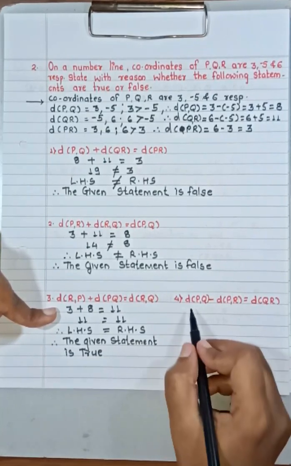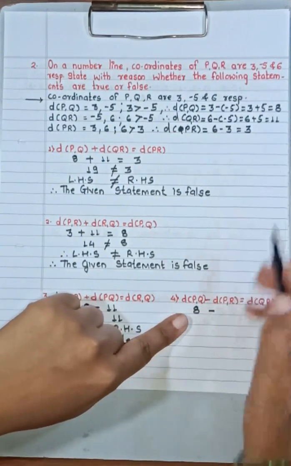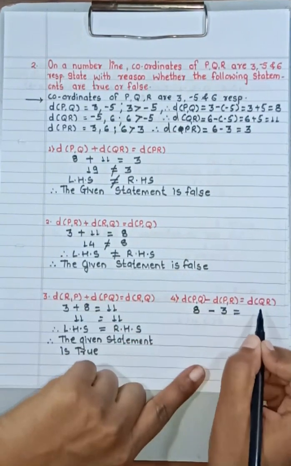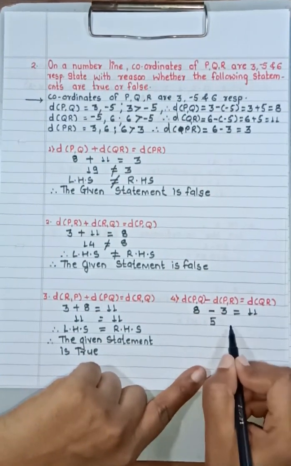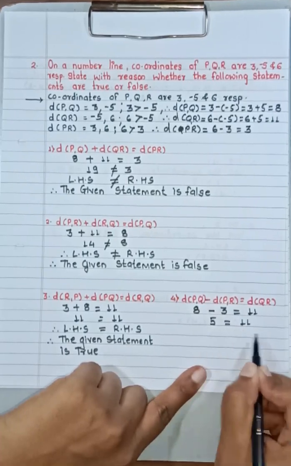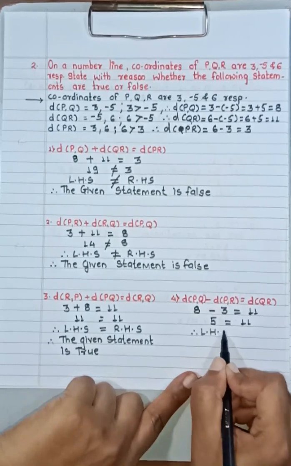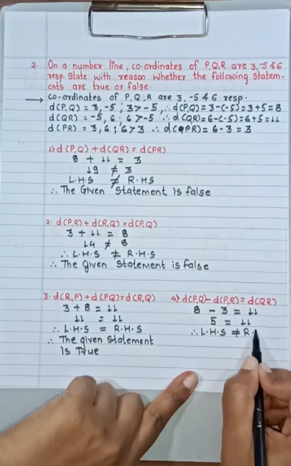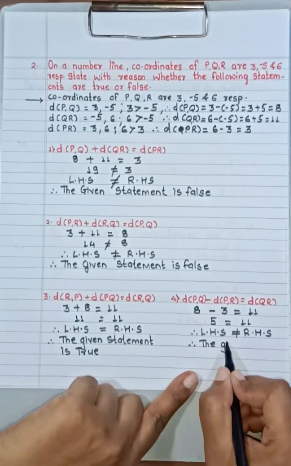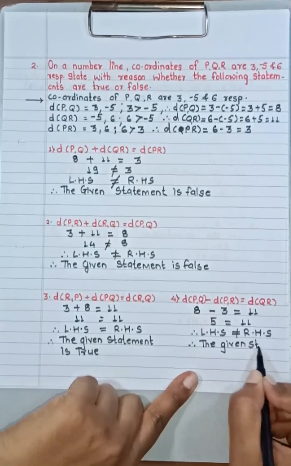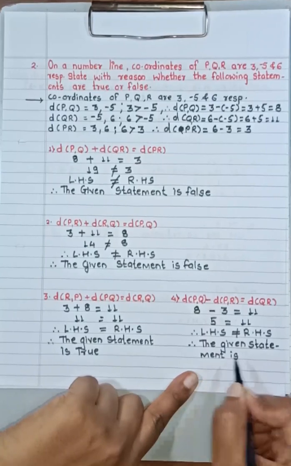Now if you see question number 4, distance PQ. How much is PQ? Is 8 minus distance PR is 3 is equal to distance QR. What is QR? 11. Now 8 minus 3 is 5 is equal to 11. Now again you will find that both the sides are not equal. Therefore you can write there left hand side is not equal to right hand side. Therefore the given statement is false.